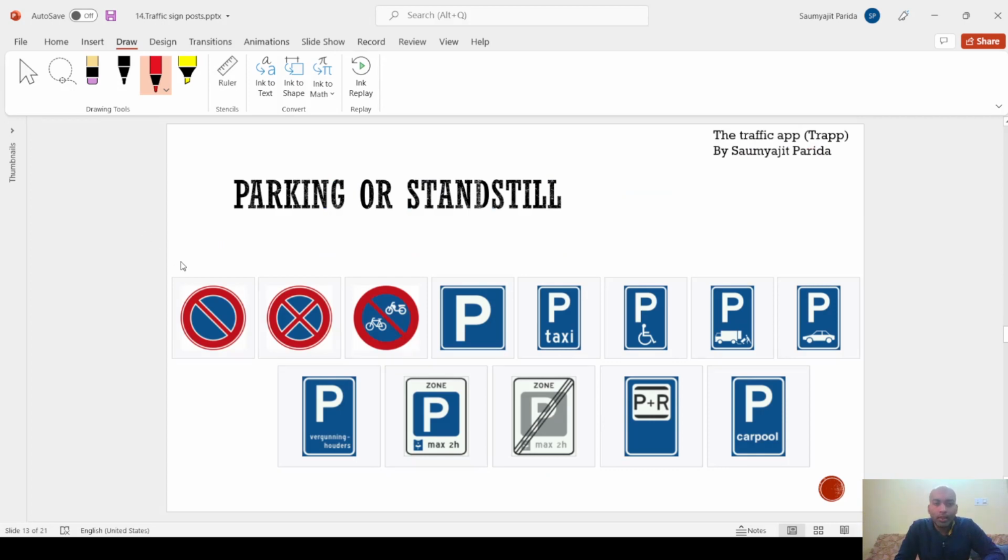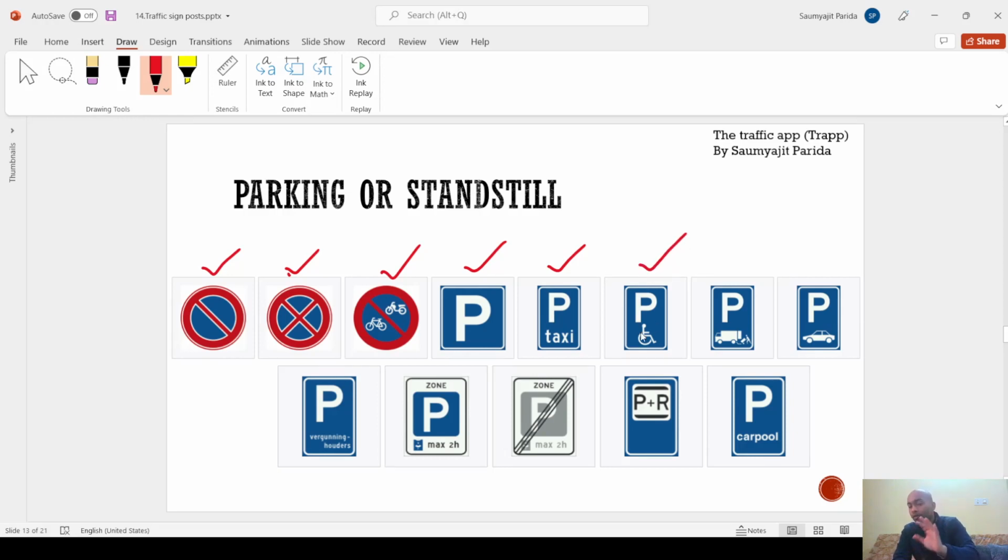Parking or standstill. Here I'm not allowed to park, but I can stop. But no parking and no stopping here. No parking for bicycles and mopeds. Here, parking for all the vehicles is allowed. Parking is only allowed for taxis. Parking is not allowed for own vehicles, but own vehicles can pick up someone, can drop someone here, can quickly load and unload. Here, parking for own vehicles is not allowed.